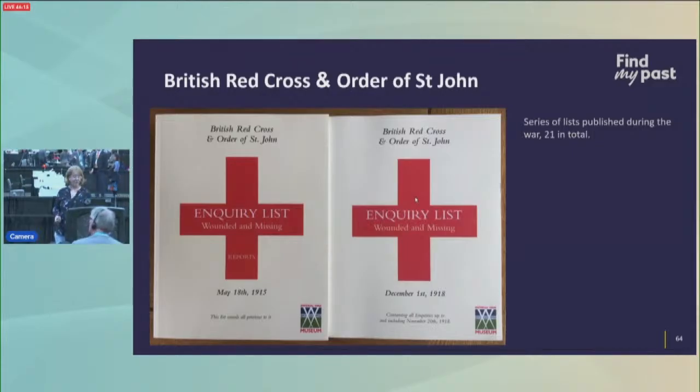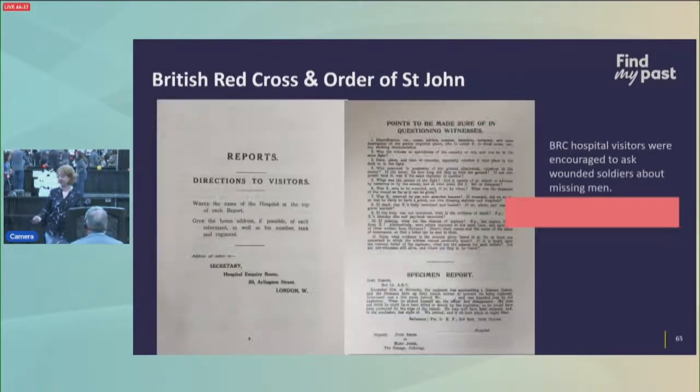British Red Cross and Order of St. John records. These are a series of lists that were published during the war. There's 21 of them in total. They're generally available online. These are at the Imperial War Museum. So these are all the people who basically said, I'm looking for my brother John. British Red Cross, do you know where he is? Is he in one of your hospitals, in one of your facilities?